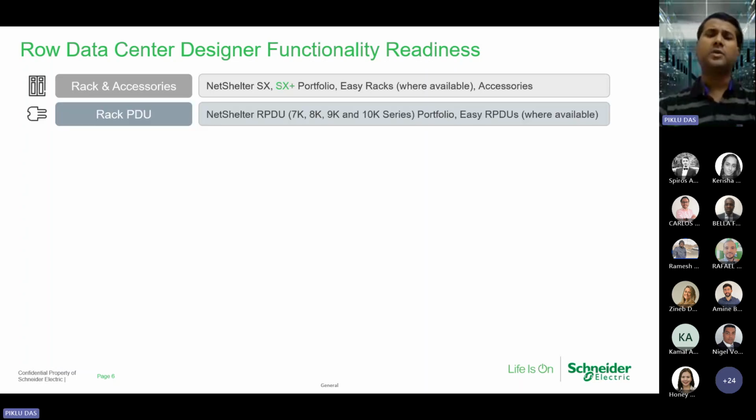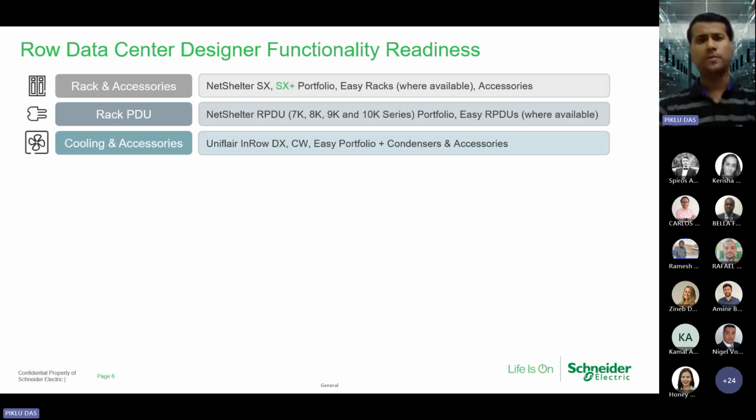Then we have the RPD. You can see that we have all the 7K, 8K, 9K, and 10K series available in the Row Data Center Designer, along with the Easy RPD portfolio.